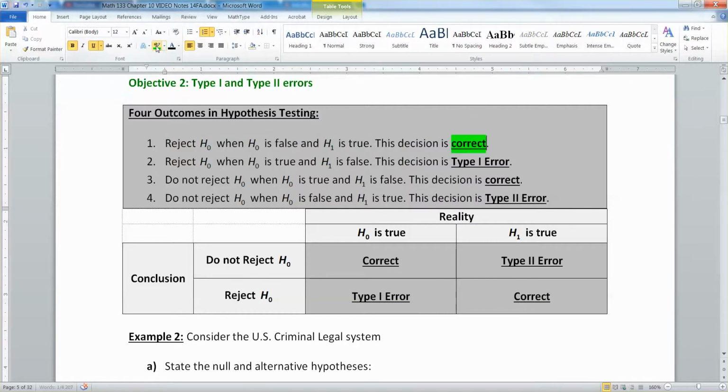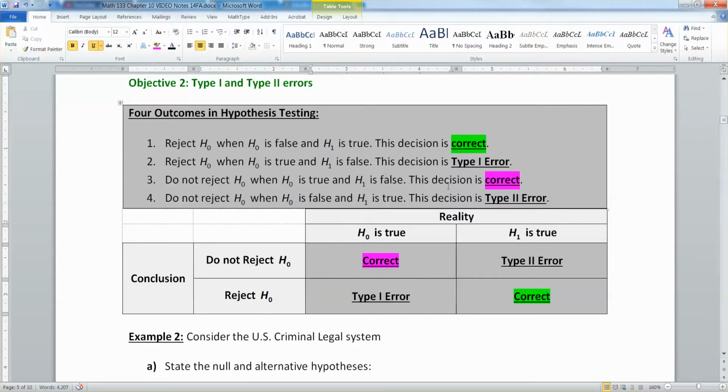Let me highlight that. Then reject the null hypothesis when the null hypothesis was false. That would be this one right here. And this decision right here to not reject the null hypothesis when the null hypothesis is true would also be a correct decision.